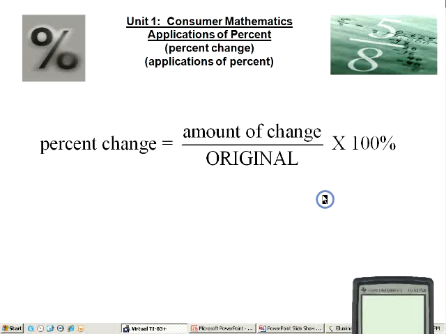Unit 1, Consumer Mathematics, Applications of Percent. We're going to talk about percent change and other applications of percent. First, let's talk about percent change. Percent change is amount of change over the original, but that'll give you decimal form. So to convert it over to percent form, you multiply by 100 and tack on a percent symbol, or you do the decimal slide. Let's look at some problems involving percent change and then other applications of percent.